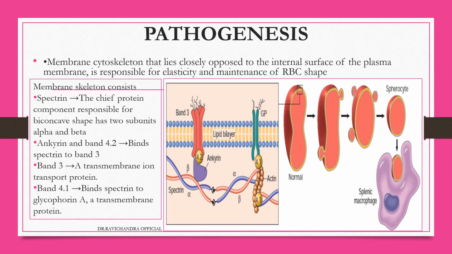Coming to the pathogenesis of hereditary spherocytosis, there is a membrane cytoskeleton made up of proteins which lie closely opposite to the internal surface of the plasma membrane, and they are responsible for the elasticity and maintenance of the RBC shape. These are made up of spectrins, ankyrins, band 3, band 4.1, and band 4.2. Spectrin is the chief protein component responsible for the biconcave shape, and it has two subunits, alpha and beta. Ankyrin and band 4.2 bind spectrin to band 3, which is a transmembrane ion transport protein. Band 4.1 binds spectrin to glycophorin A, which is a transmembrane protein.